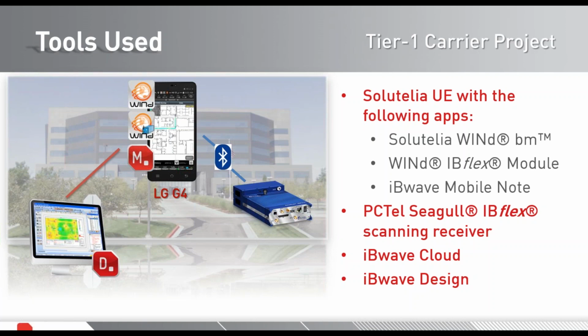The phone was connected via Bluetooth to a PCTEL iBflex scanner, and Nikhil will actually explain a bit later the choice of the scanner versus having multiple UEs to collect on all bands, but it was chosen here mostly because the customer already had one available. Finally, the iBwave cloud was also used to exchange the project and survey files between the carrier and the vendor. And this last point actually brings us to the next slide about this process with the vendor.